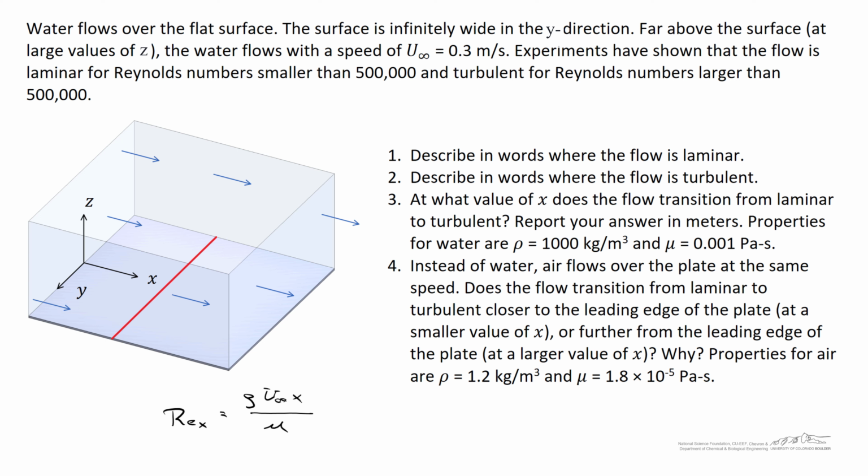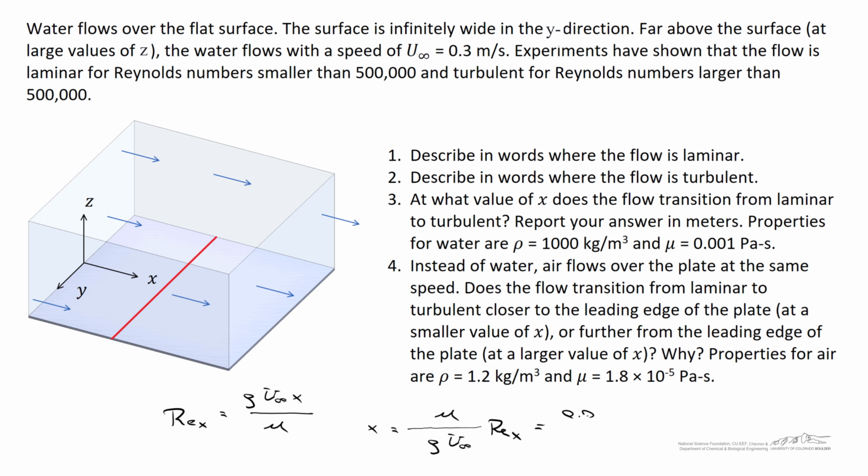For part 3 in this problem, we want to figure out the value of x at which the flow transitions from laminar to turbulent. And we know again that the Reynolds number, if it's larger than 500,000, it'll be turbulent. If it's smaller than 500,000, it will be laminar. So let's rearrange this expression. We'll solve for x. And after solving for x, we can plug in values.